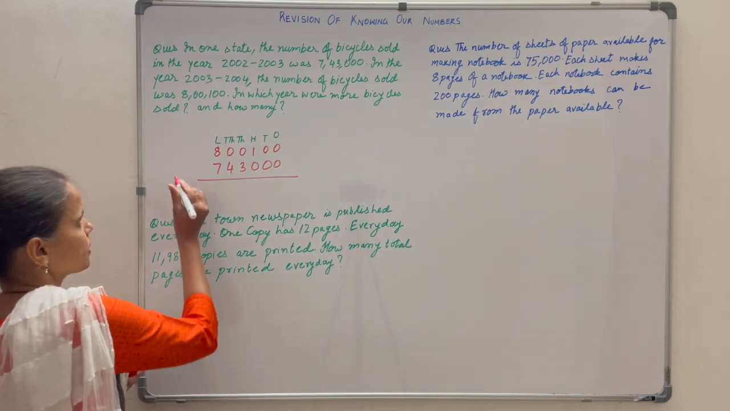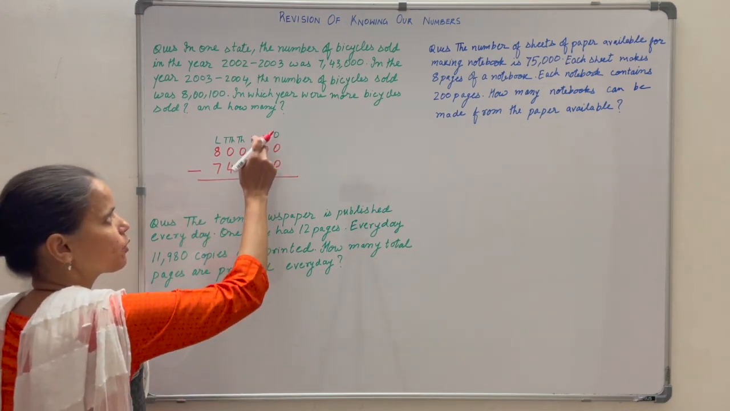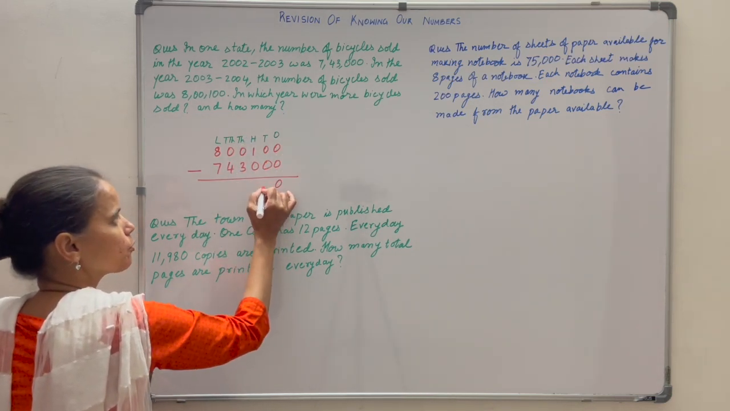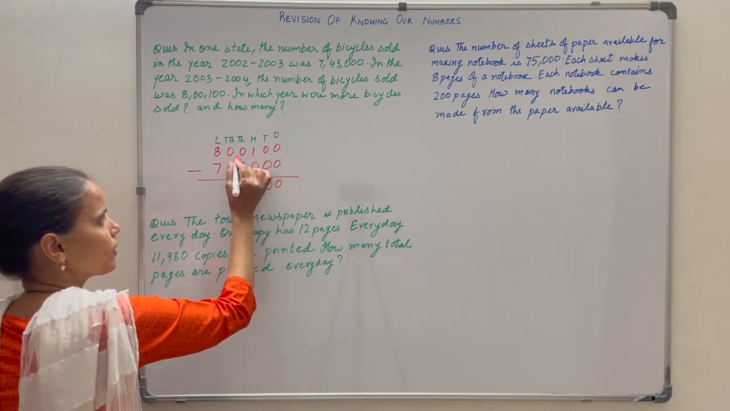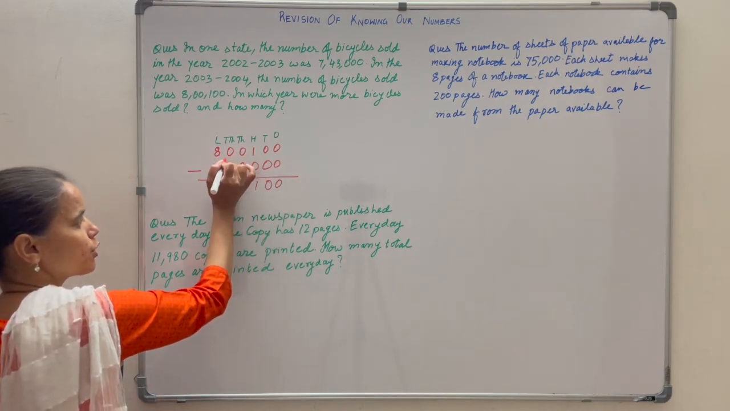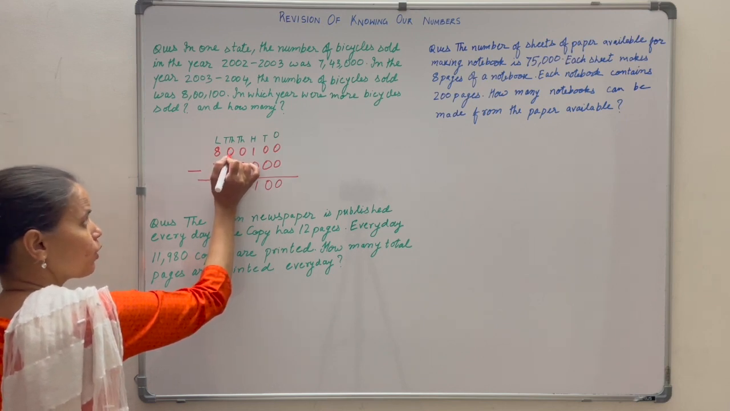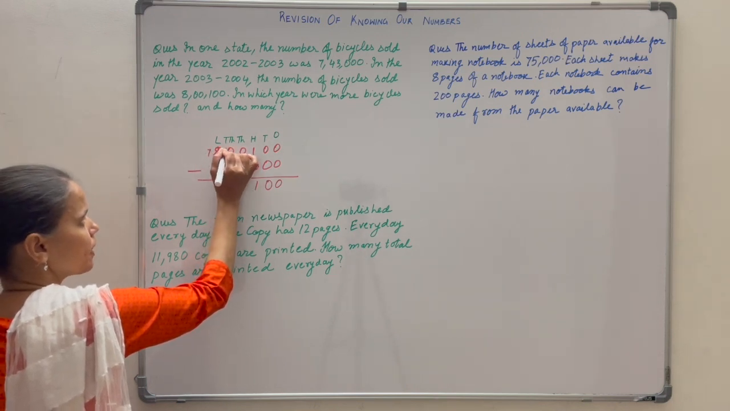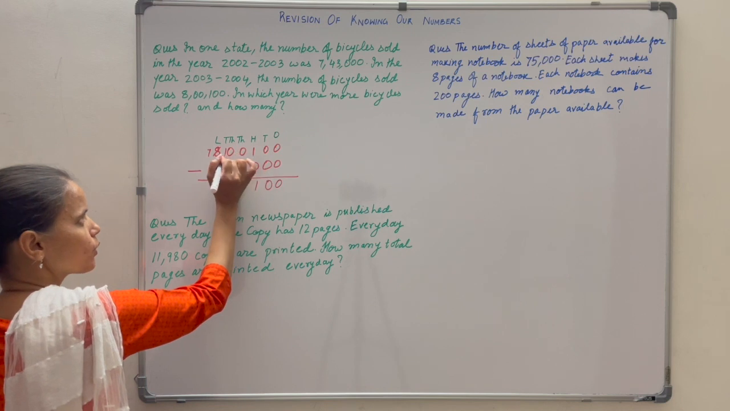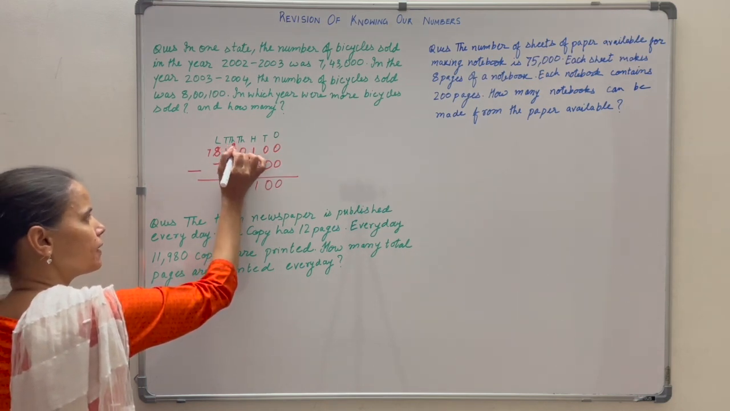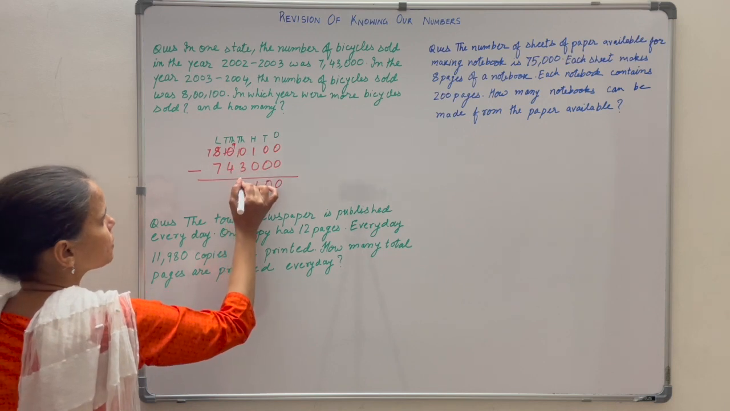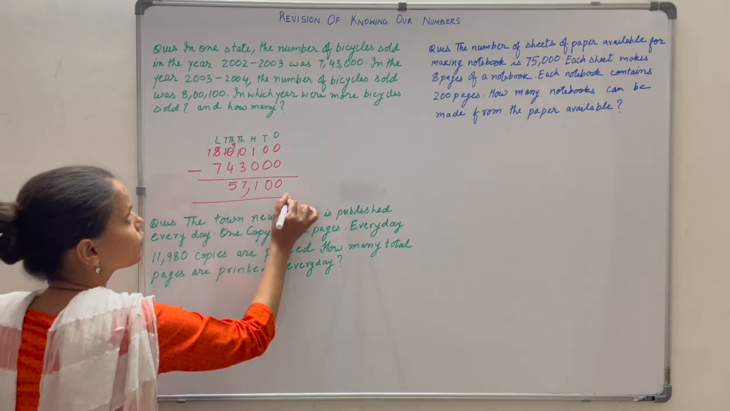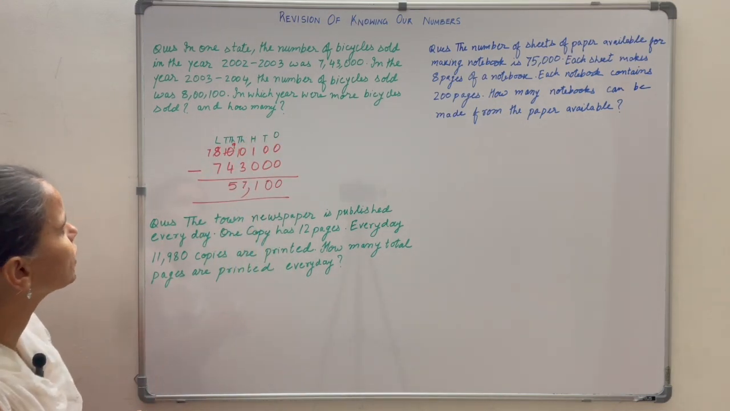So let us subtract it. When you subtract, make sure you write ones below ones, tens below tens, 100 below 100, and so on. 0 minus 0 is 0, 0 minus 0 is 0, 1 minus 0 is 1. From 0 you cannot take away 3, so you need to borrow, but you cannot borrow from 0. So you borrow from 8. When you borrow 1 from 8, this becomes 7 and this becomes 10. Now this 0 can borrow 1 from this 10. This becomes 9 and this becomes 10. So 10 minus 3 is 7, 9 minus 4 is 5, 7 minus 7 is 0. So how many more bicycles were sold?